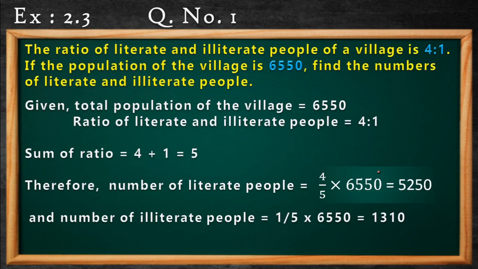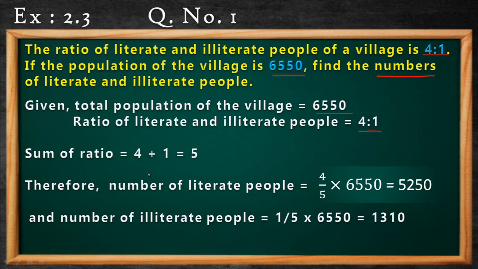Now let's try to solve the problem. Question number 1. The ratio of literate and illiterate people of a village is 4:1. If the population of the village is 6,550, find the numbers of people. The total is given and the ratio is given. We need to find the numbers. So we will apply the second method. You can use the first method also, whatever you want.